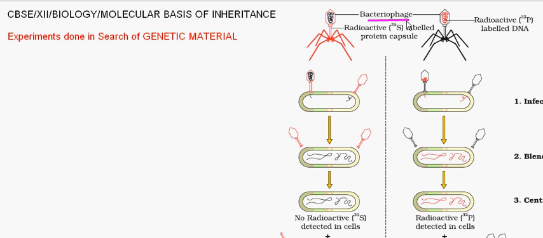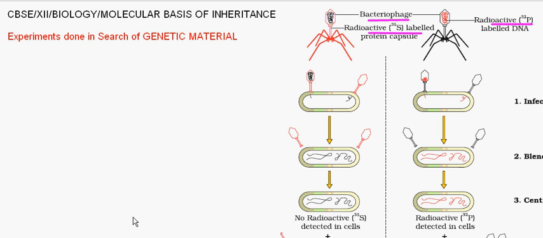As we know, sulfur is present in protein and phosphorus is present in DNA. So the viruses took the radioactive sulfur in their protein, and other viruses took radio-labeled phosphorus, P32, in their DNA. Then these viruses infected the bacterial cells.